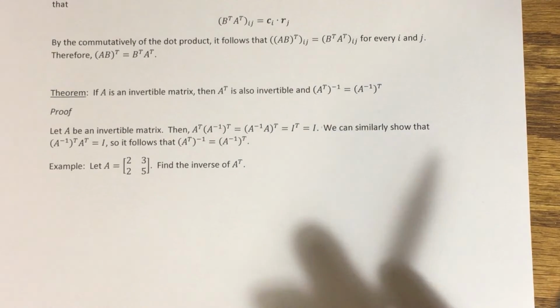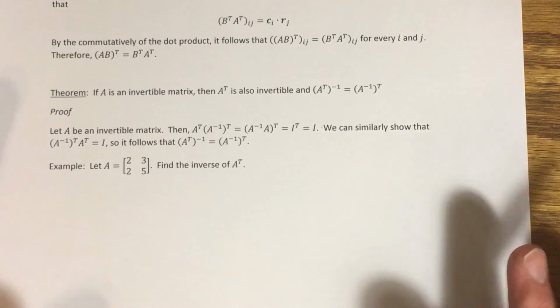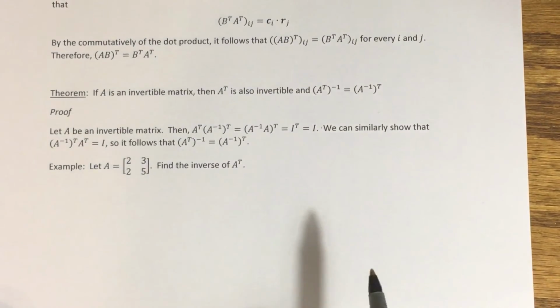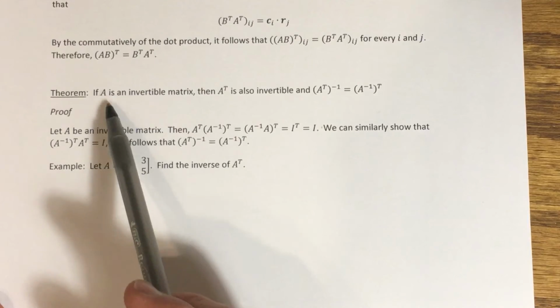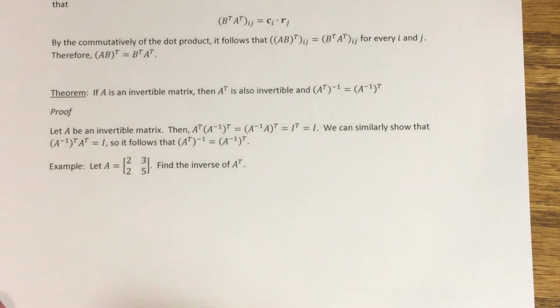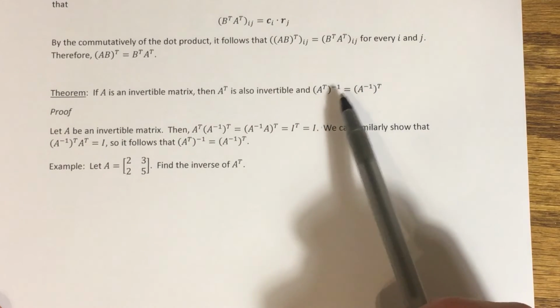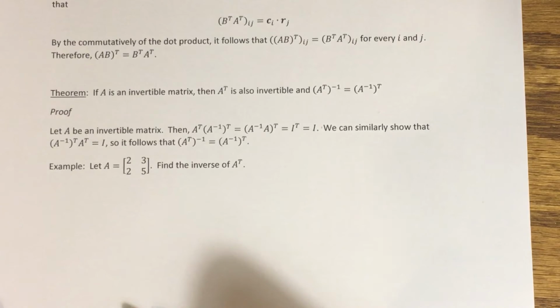So if you're looking at this and you're thinking, wow, I just talked about one theorem, I didn't do any examples with that, I just moved on to another theorem, that's kind of how this class flows. The homework is where you're going to get more practice on using these things. Okay, so let's talk about this one. If A is an invertible matrix, then the transpose of A is also guaranteed to be invertible, and its inverse is the transpose of the inverse of A.